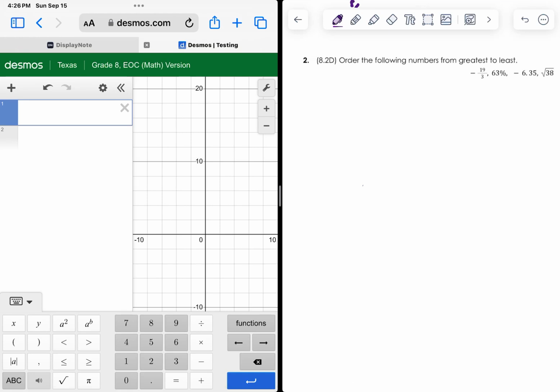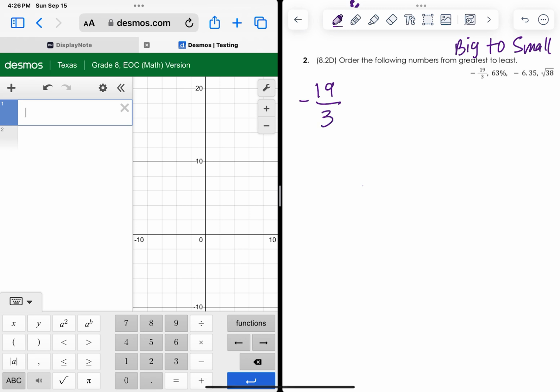Number 2 on the test was: order the following numbers from greatest to least, which means I need to make sure that I am going to write the biggest numbers to the smallest numbers, big to small. I've got 4 numbers here: negative 19 over 3, 63%, negative 6.35, and the square root of 38. I'm going to rewrite these over here just so I can keep it organized.